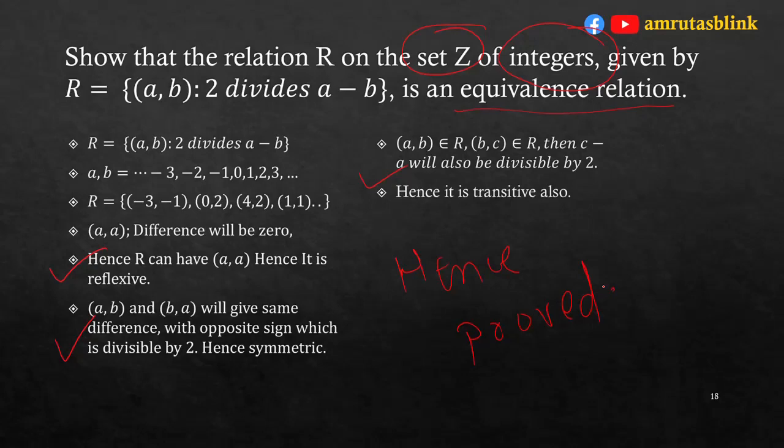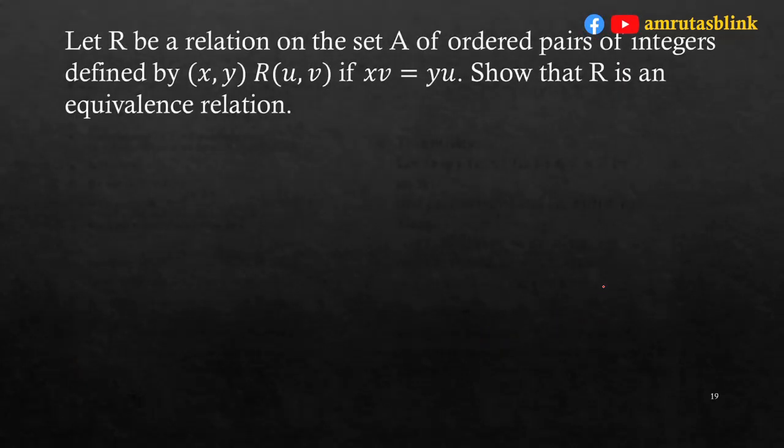Moving to next problem. Let R be a relation on set A of ordered pairs of integers defined by (x, y) R (u, v) if xv is equal to yu. Show that R is an equivalence relation. Now, it's given as relation R on Z Cartesian product Z defined by (x, y) R (u, v) such that xv is equal to yu for all (x, y) and (u, v) belonging to Z Cartesian product Z. Now we'll check whether it is reflexive or not.